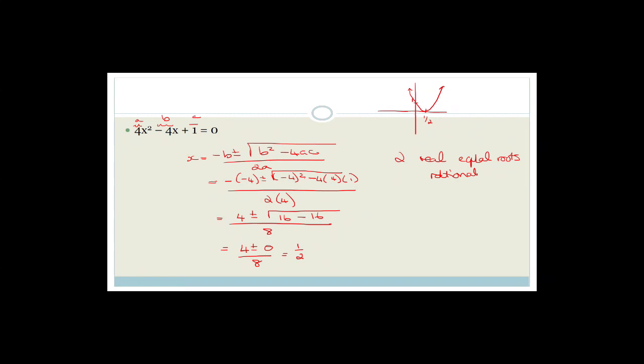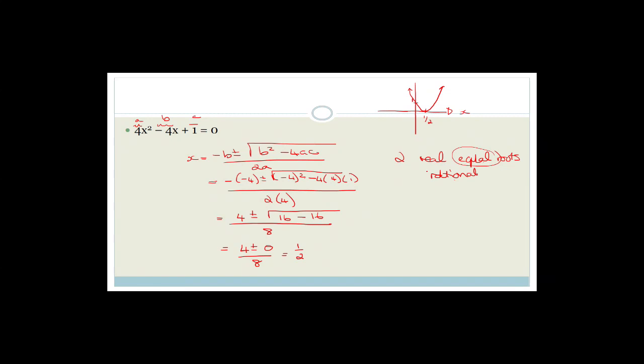Why are they real? Because they touch or cross the x-axis. We always have two roots if it comes to the case like this. So it's two real equal roots, and they're equal because they both touch at the same point, and they're rational because we can write it as a fraction.